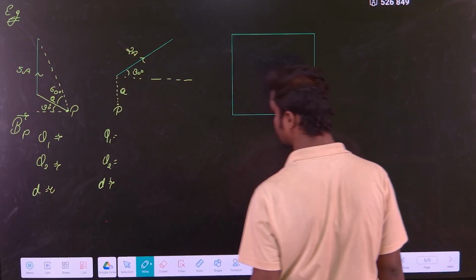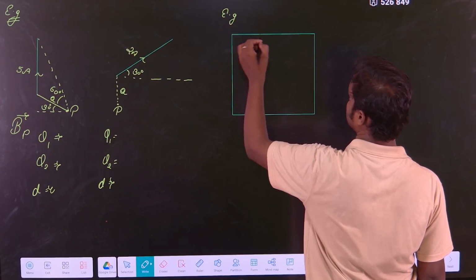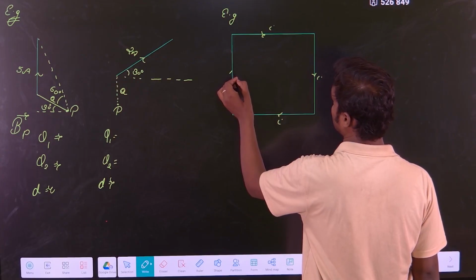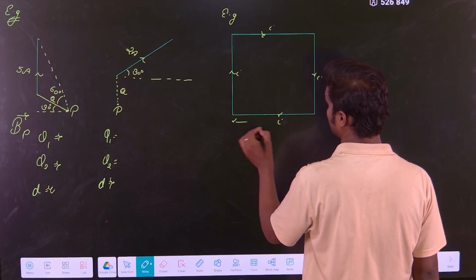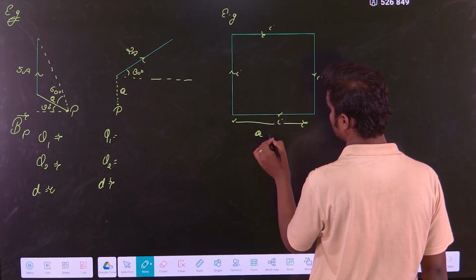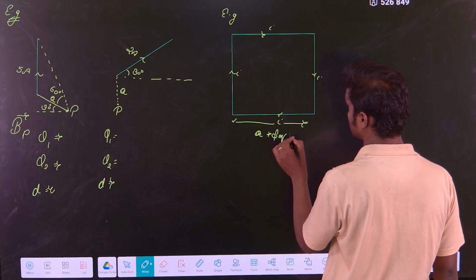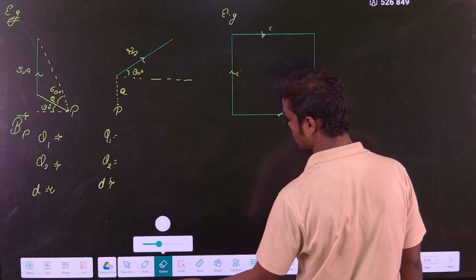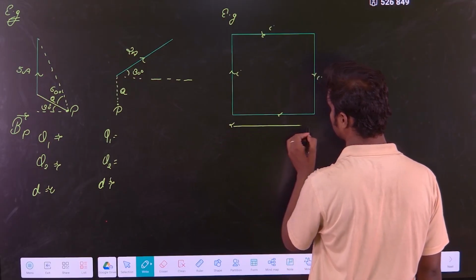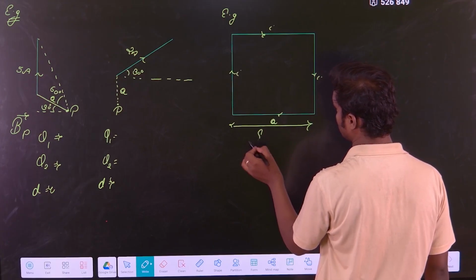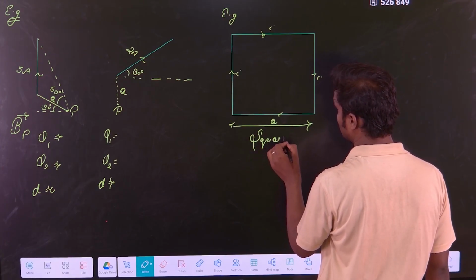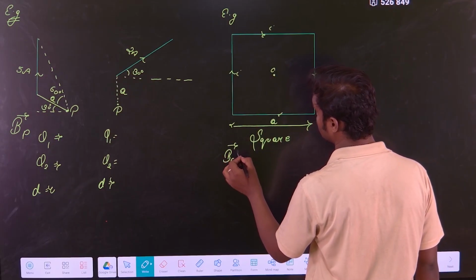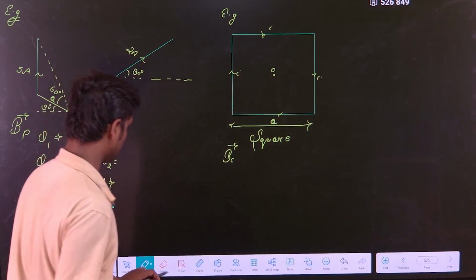This is example number 3. Suppose this current is I. This is a square of side A. Draw it properly. Suppose this is my center. I want to know what is the magnetic field at the center. This is the example. Clear? So I hope you have completed.